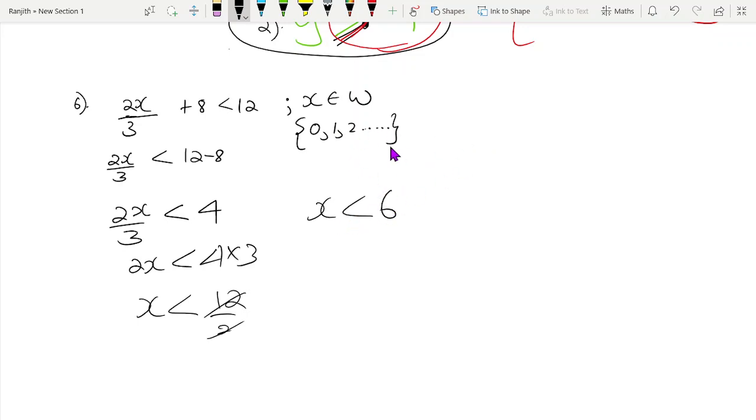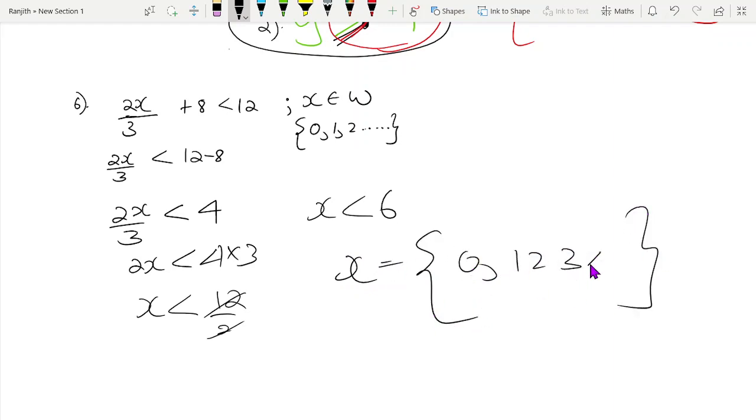So what are the values less than 6 from this set? So 0, 1, 2, 3, 4, and 5. And is this the correct way to write sets? No, sir. What is it? In between they put a comma. After each element, you put a comma. Done with the sixth. Which one is the sixth question?